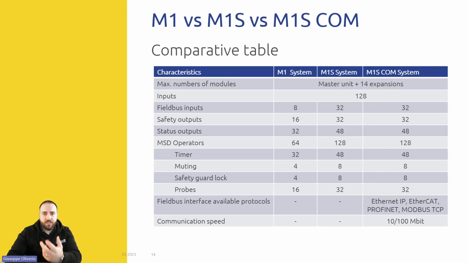Then we have the fieldbus input. Fieldbus inputs are something that you can send from the PLC to the controller, to the Mosaic, by using, of course, some virtual inputs. Safety output: these are the OSSD safety outputs, so the trigger output. With the M1, up to 16 OSSD with the entire configuration with 14 expansions. With the M1S and M1S COM, up to 32.